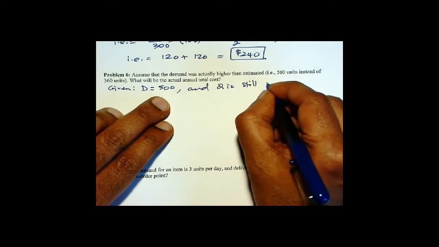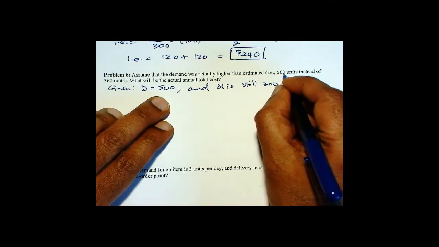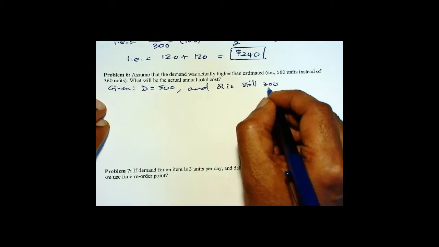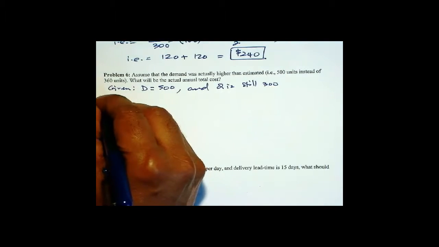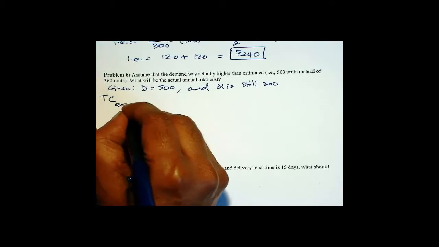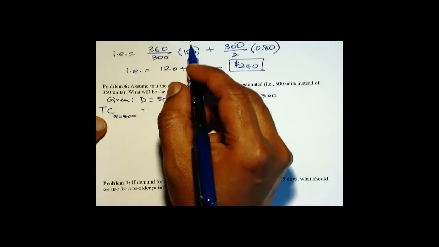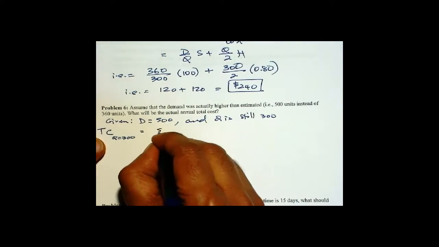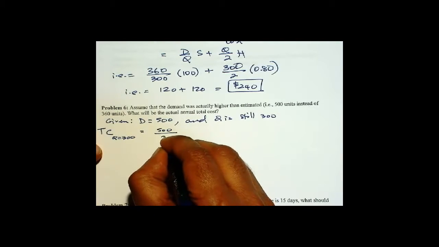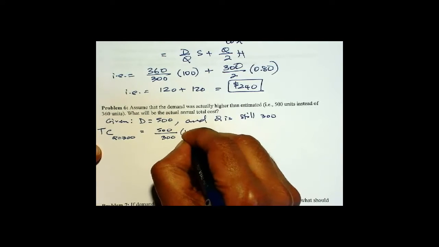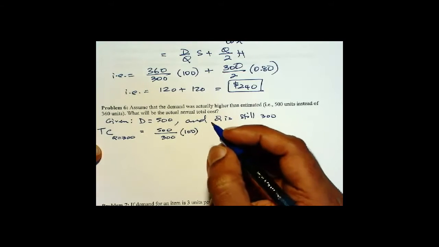So we didn't know that it was going to be 500, so we were still ordering at the rate of 300. Then the total cost with Q being equal to 300, so now it's going to be D over Q, where D turned out to be 500. So this is what our ordering cost turned out to be. Then our holding cost will still be the same as before. So our actual cost turned out to be 286.67.